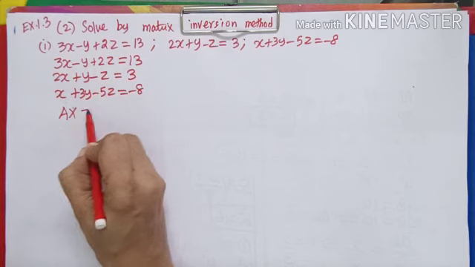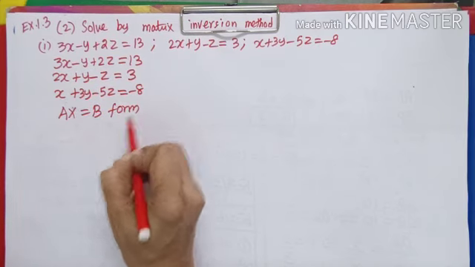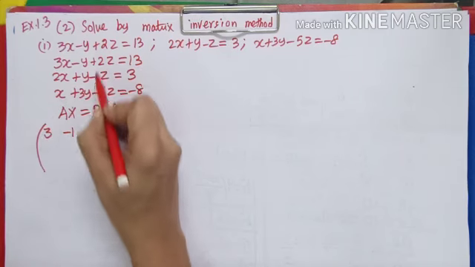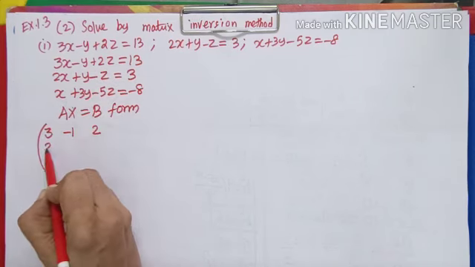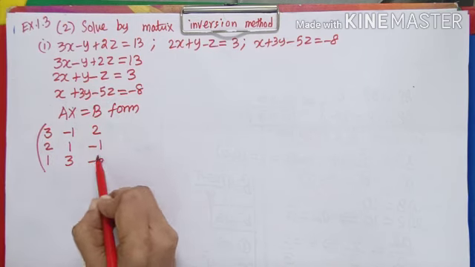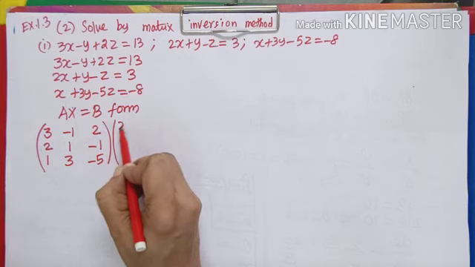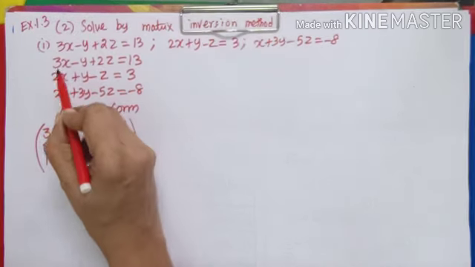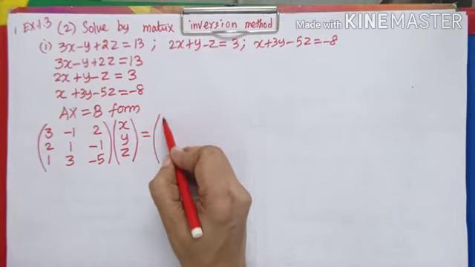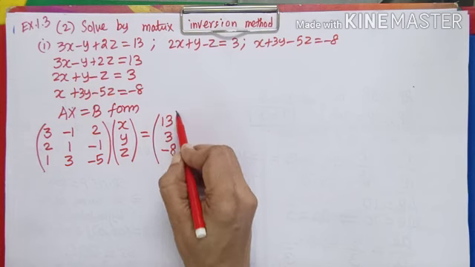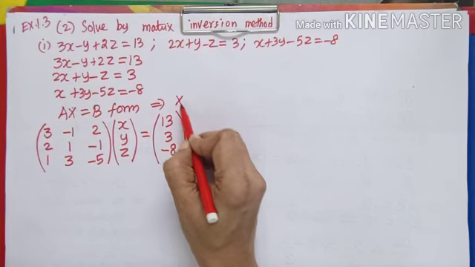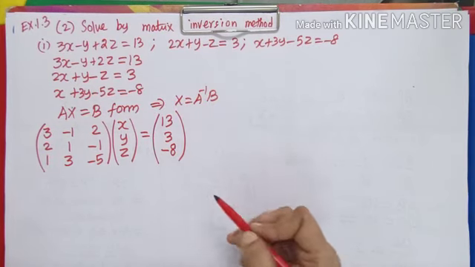Now we write the form Ax equal to B. How to write it? All the coefficients: 3, minus 1, 2. Second row, 2, 1, minus 1. Third row, 1, 3, minus 5, into x, y, z. Now there are three unknowns or variables, equals the right hand side 13, 3, minus 8. My first step is to find x is equal to A inverse B.